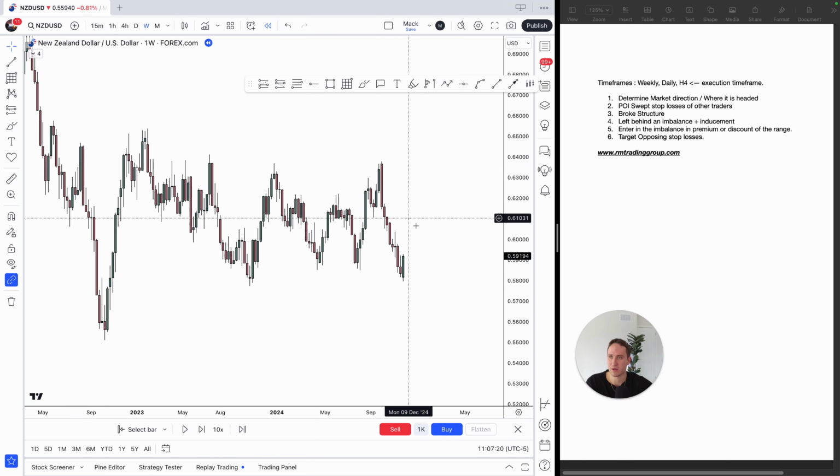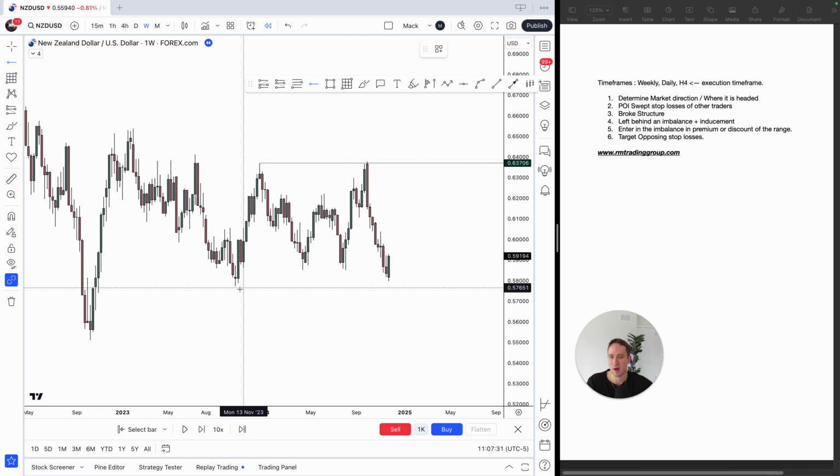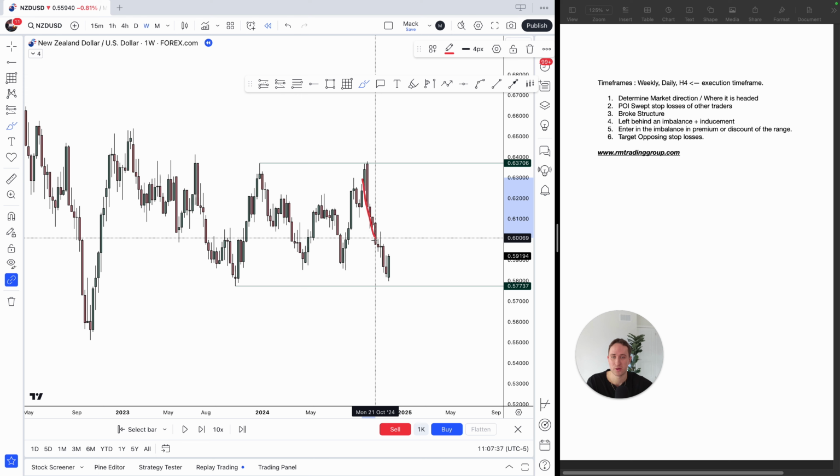Here we have another example on NZD USD. You can see we are clearly bearish right here. We ended up running this high over here before having that solid push to the downside. I'm anticipating this low to get taken out. So this is my high time frame directional bias. I'm anticipating shorts until we run this low at minimum.